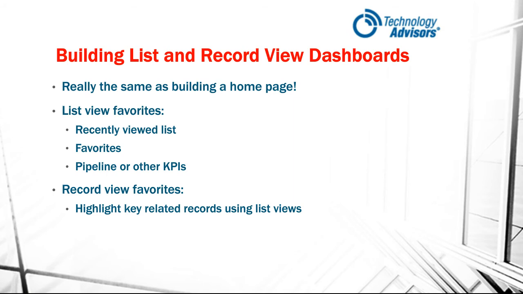A couple of things that I most commonly see people do on their list view dashboards are things like a recently viewed records list, a list of favorite records, or a pipeline or other KPI measure that you're trying to keep an eye on that you just want to have up anywhere in the system. On a record view dashboard, this is a great tool for highlighting key related records using list views or using charts. So again, let's go take a look at this in Sugar.